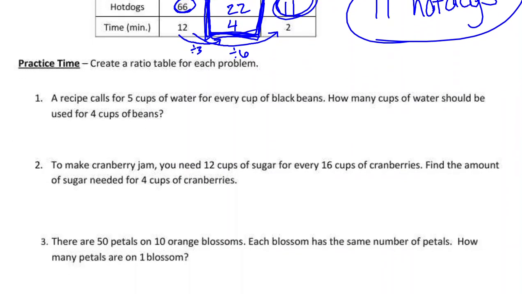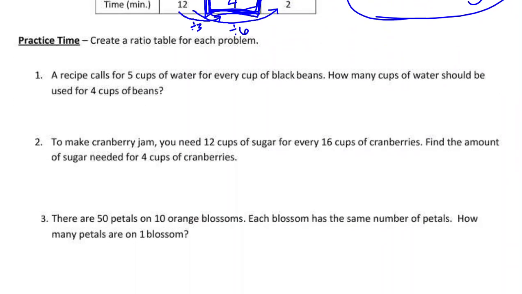Okay, so now let's practice creating a ratio table. I'm going to do number 1 with you, and then I want you to do 2 and 3 on your own. A recipe calls for 5 cups of water for every cup of black beans. That's talking about 1 cup of black beans. How many cups of water should be used for 4 cups of black beans? That's what we're trying to get to.